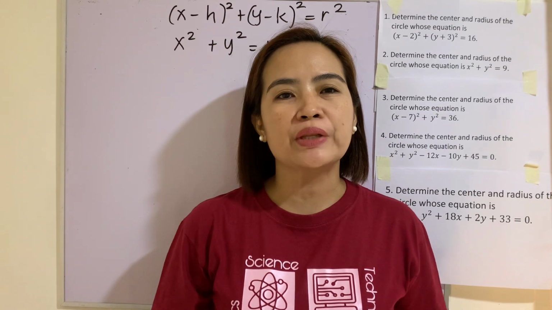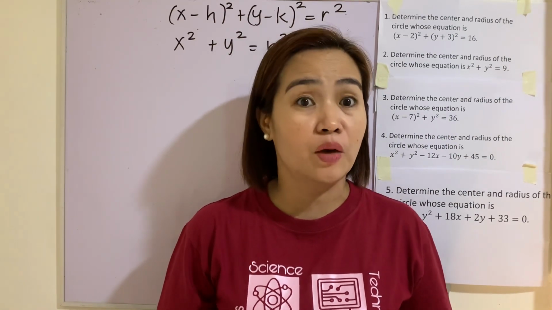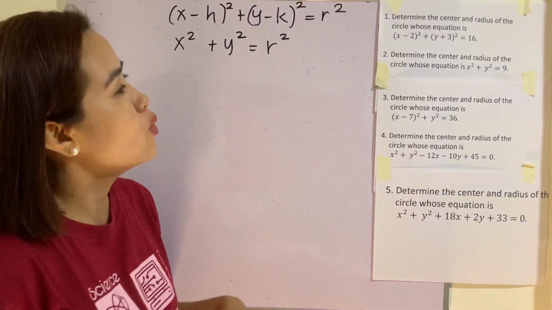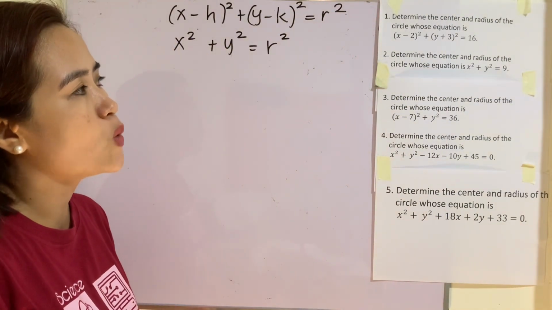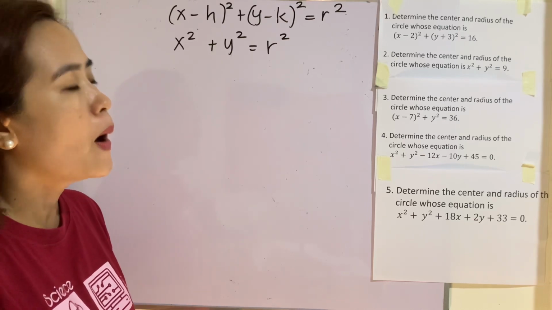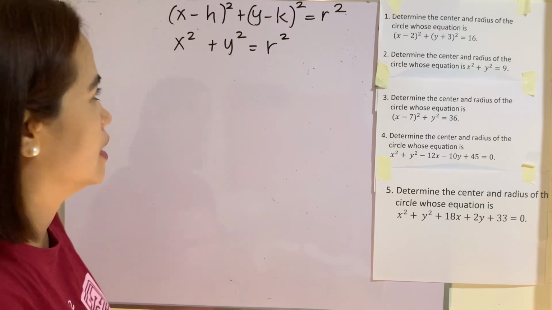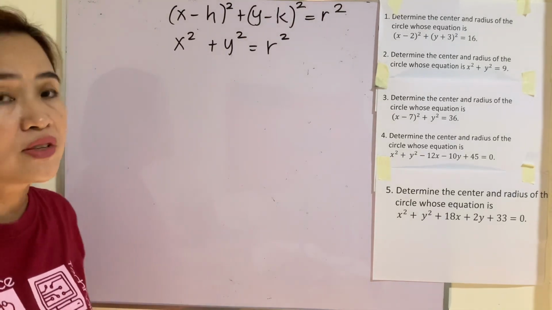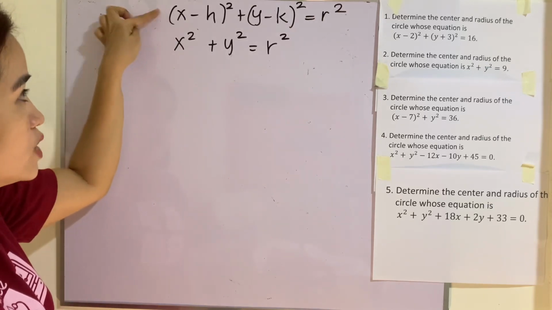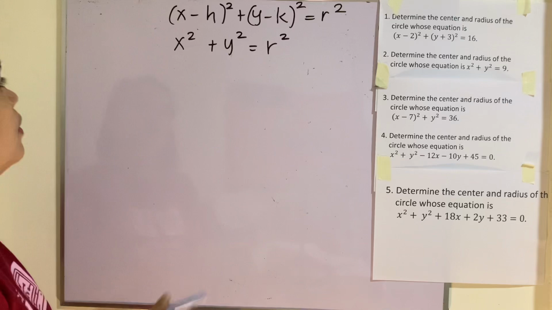Our topic for today is determining the center and the radius of a circle given the equation. Example 1: determine the center and radius of the circle whose equation is (x - 2)^2 + (y + 3)^2 = 16. There are two standard forms of the equation of a circle. This one is centered at point (h, k) and this one is centered at the origin, (0, 0).